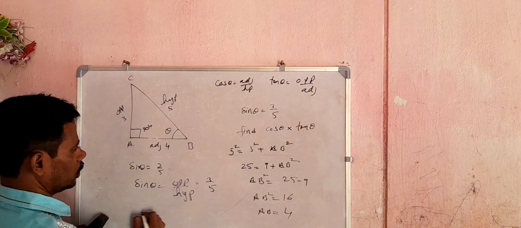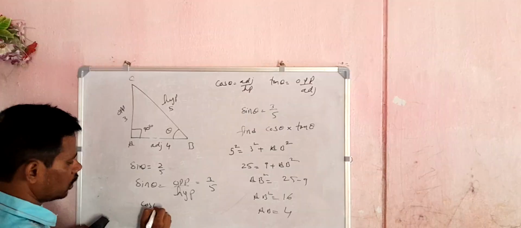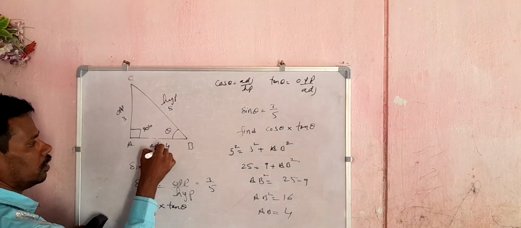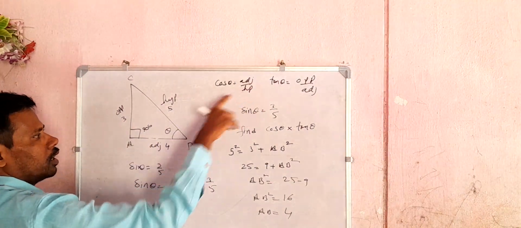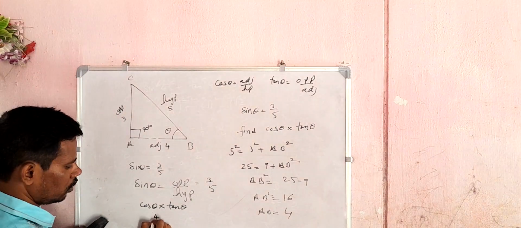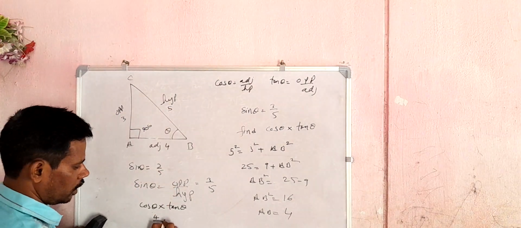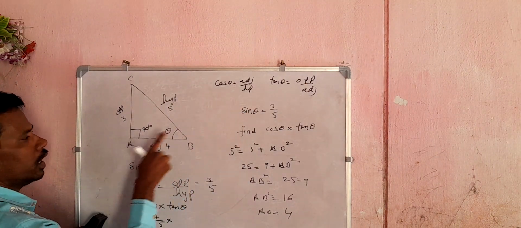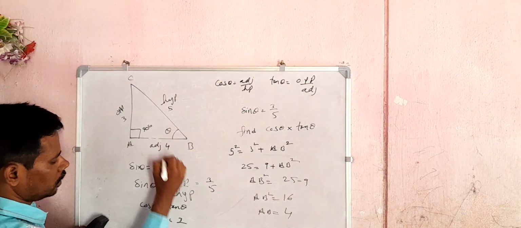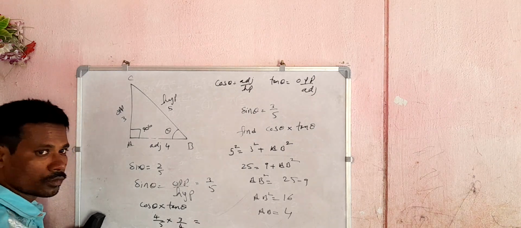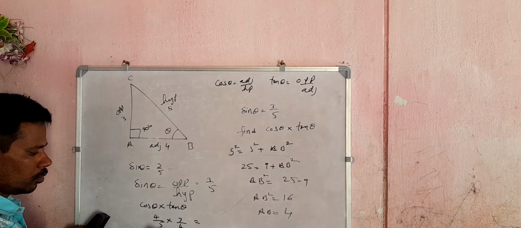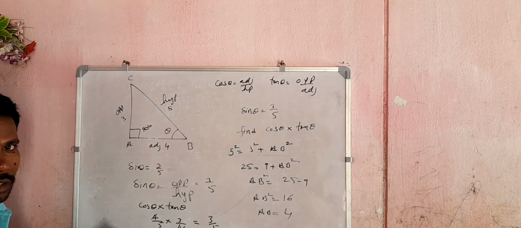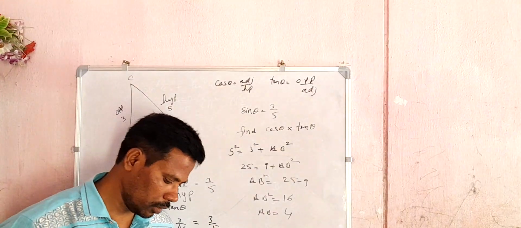It is asking cos theta into tan theta. Cos theta, look at this definition: adjacent by hypotenuse. Adjacent side is 4, by hypotenuse 5, into tan theta, opposite by adjacent. Opposite side is 3, adjacent side is 4. Here, since the into symbol is there, 4 gets cancelled, and we get 3 by 5. That's all. Simple, students, very easy.